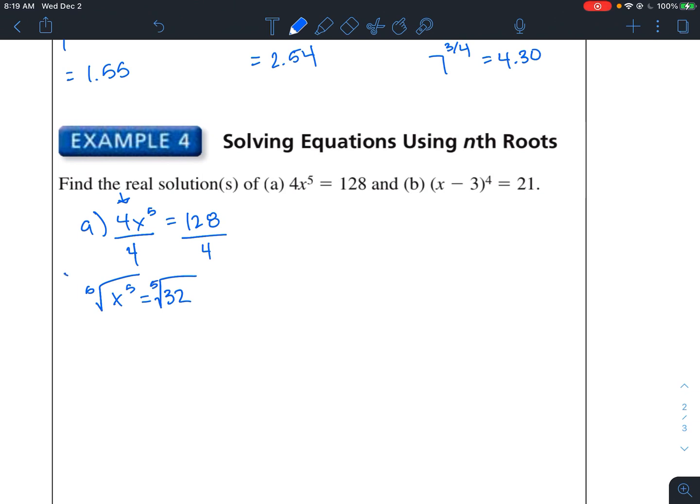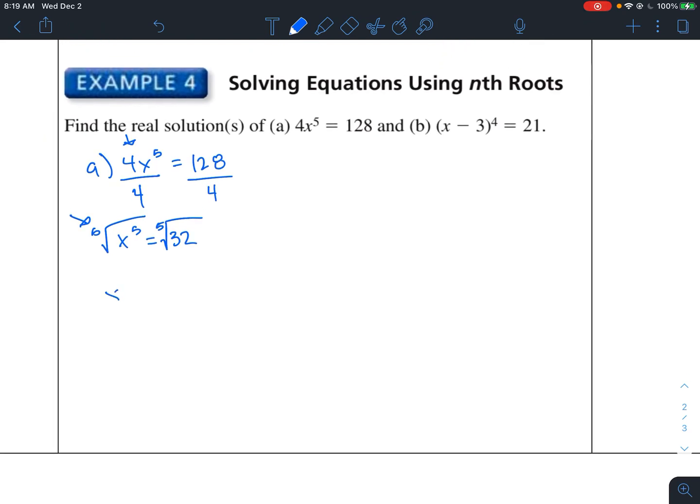Now remember that if n is odd, that means we're only going to have one solution. So x will only have one solution and not the positive and negative. We're just going to have the positive because a is positive. And the 5th root of 32, I think, is 2. But you could always plug it into your calculator or think of a number multiplied by itself 5 times that equals 32.